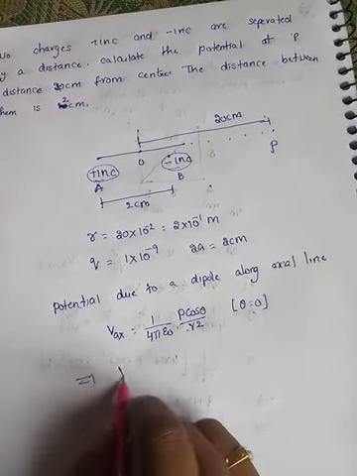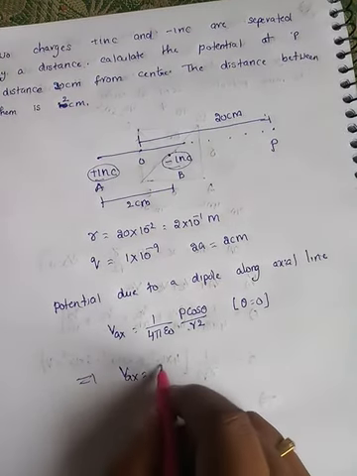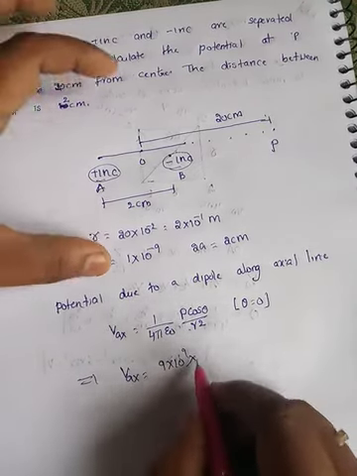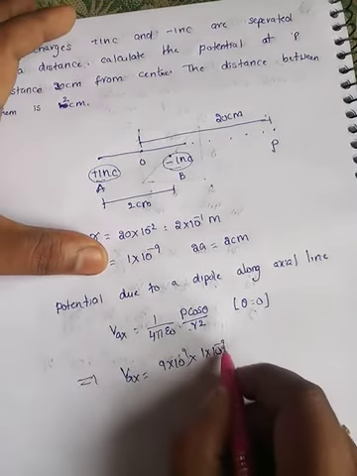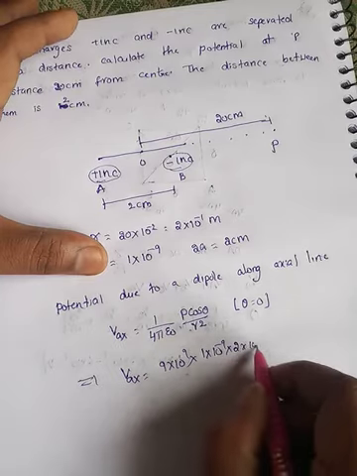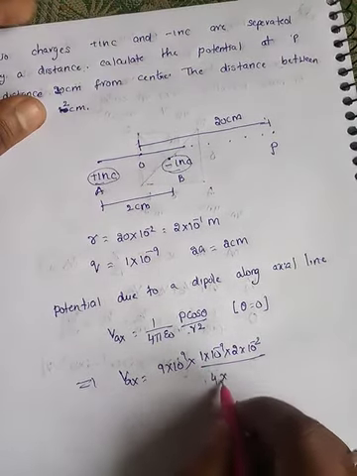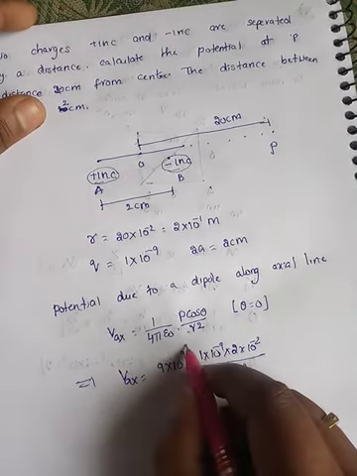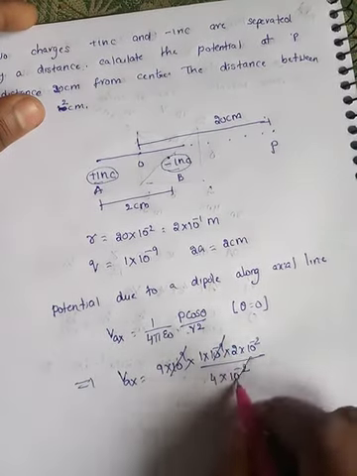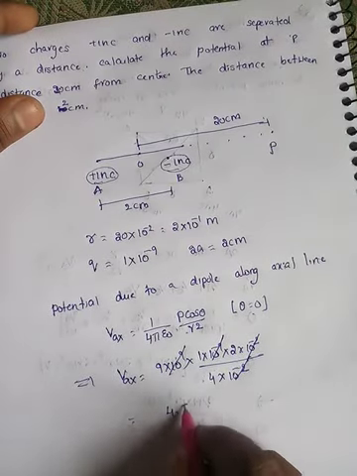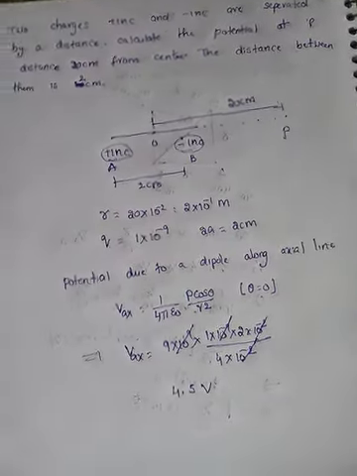Substituting the values, V axial equals 9 into 10 raised to 9. P can be written as Q into 2A. What is Q? 1 into 10 raised to minus 9 into 2 into 10 raised to minus 2. Distance square, 4 into 10 raised to minus 2. Plus 9 minus 9 cancel. Minus 2 cancel. What do you get? 2 by 4. 4.5 volts.